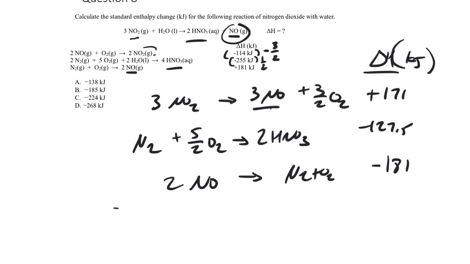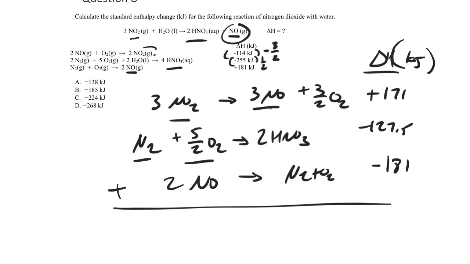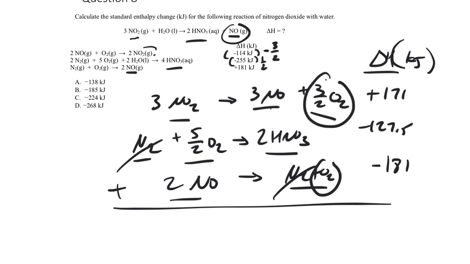And now how do these add up? Let's imagine we add up these reactions. I'd have 3 NO2 plus N2 plus 5 halves O2 plus 2 NO goes to 3 NO plus 3 halves O2 plus this plus all that. Well, what's canceling? What's on both sides of the reaction in identical quantities? N2's on both sides and cancels. I have these O2's here, so 3 halves plus O2 would be 5 halves, and 5 halves. So those cancel, and so I'm left with 3 NO2.